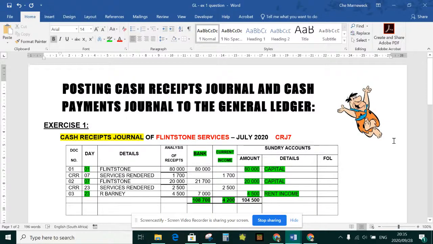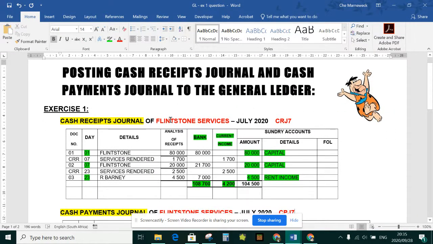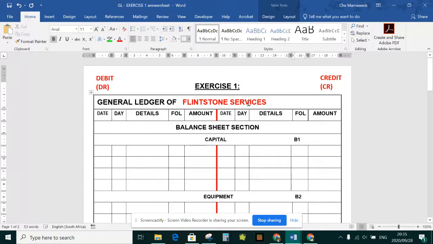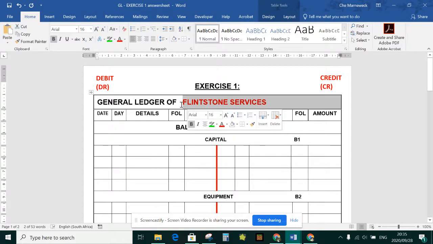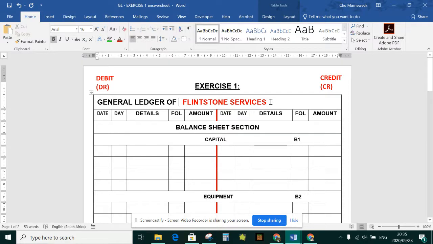This is exercise one for posting the cash receipts and cash payments journal to the general ledger. The first thing we want to do is take note of the name of the business. In this exercise, it's Flintstone Services, and we make our way over to our answer sheet and fill in Flintstone Services under the section where it says general ledger of, and we fill in just the name of the business.